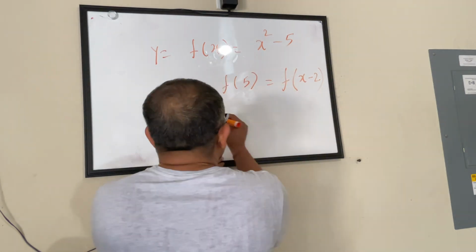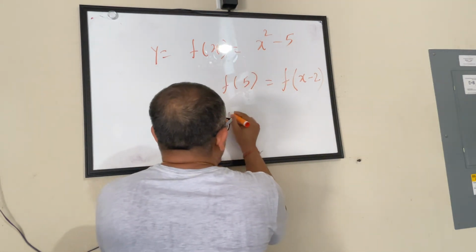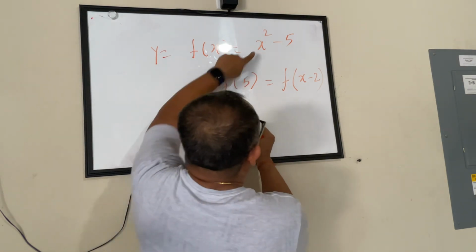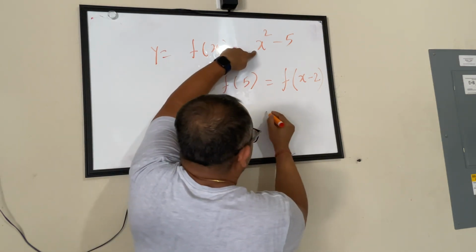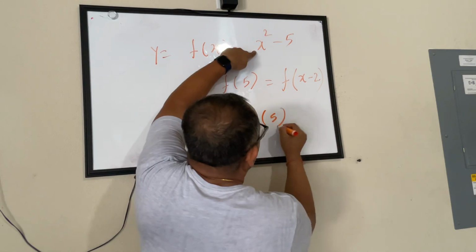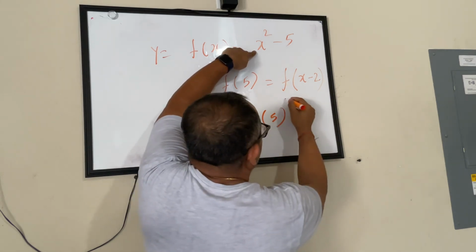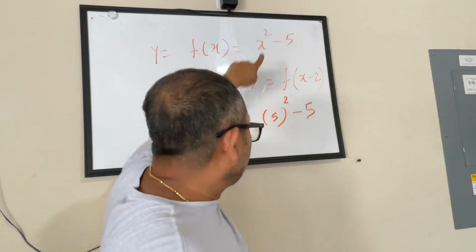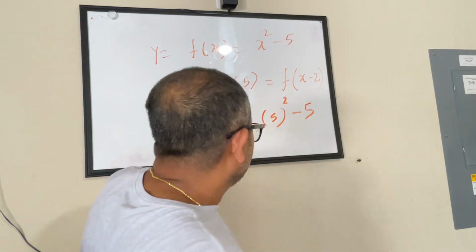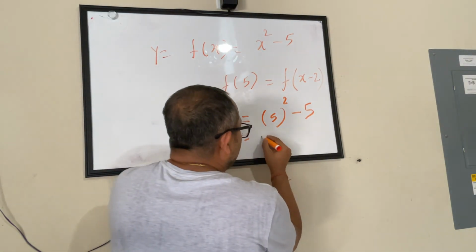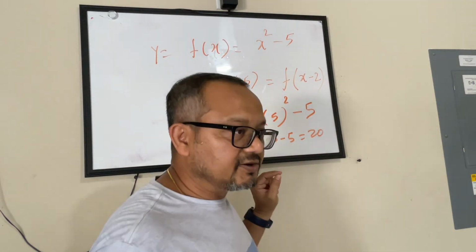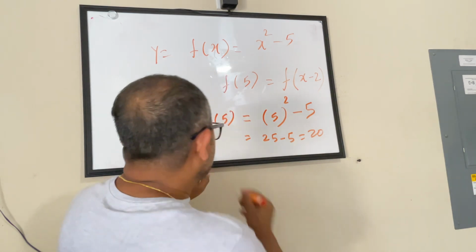Let's do that. Function of 5 will be, here instead of x I have a 5. So I will substitute that value in this one. Instead of x I will put a 5. So the value of function of 5 will be equal to what? 5 square is 25 minus 5, 20. Okay?